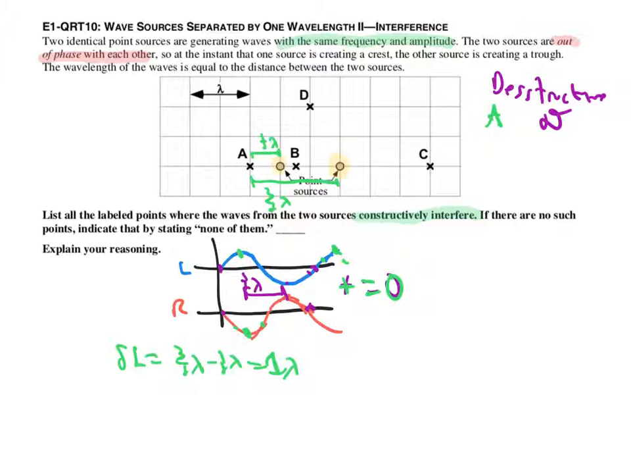So A is also destructive, because what we'll find out is if they differ by a wavelength or a multiple of a wavelength, then we're at the same time in each cycle. But we know that at the same time they have opposite values, so they'll exactly cancel out. All right, let's now do B.